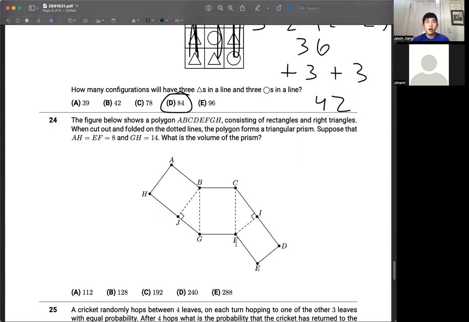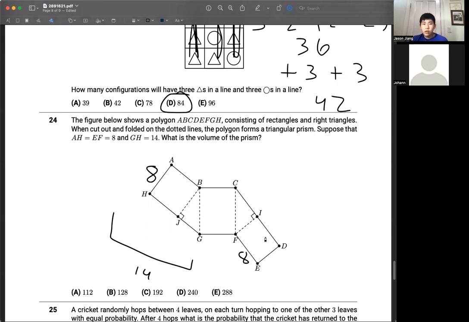The figure below shows a polygon consisting of rectangles and right triangles. When cut out and folded on the dotted lines, the polygons form a triangular prism. Suppose that AH equals EF equals 8 and GH equals 14. What is the volume of the prism? So let's see what we've got. EF is 8, AH is 8, GH is 14.